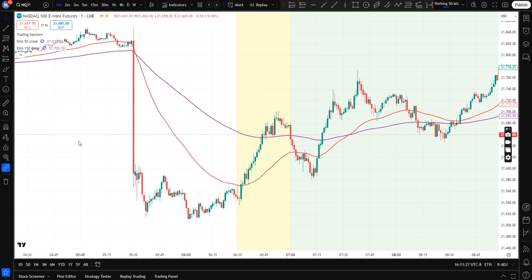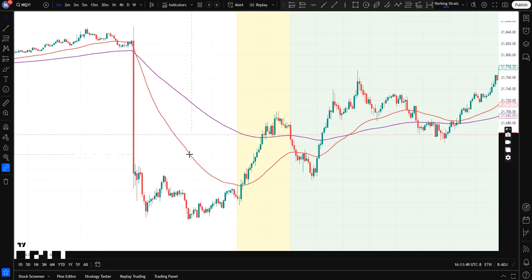Anyways, here we are. We got the NQ chart here. Like I said, it's just EMAs. All I use is two. This purple one is going to be 150. This red one is just 50. When the 50 is below the 150, that means it's a downtrend. I'm looking for shorts.